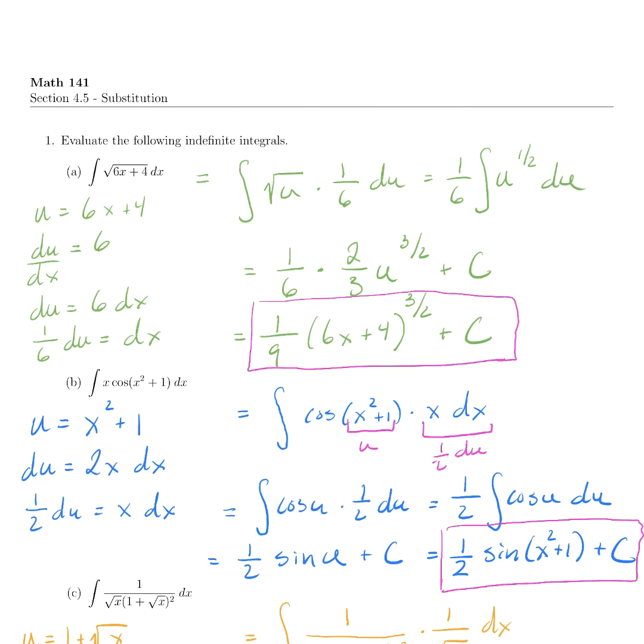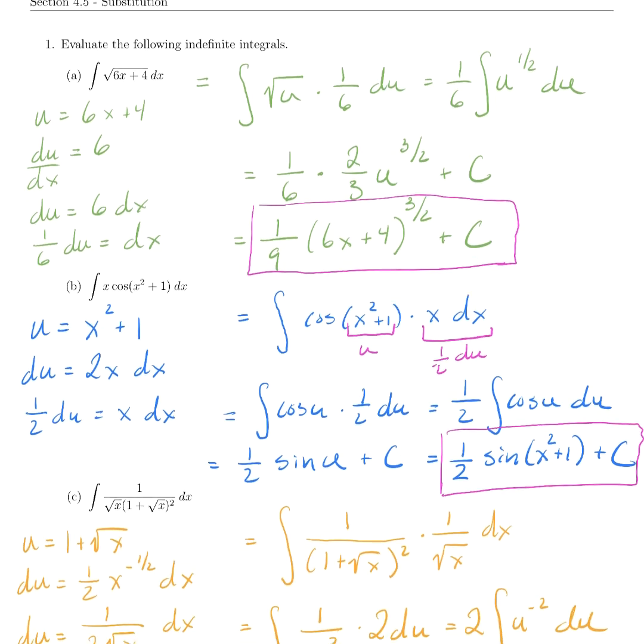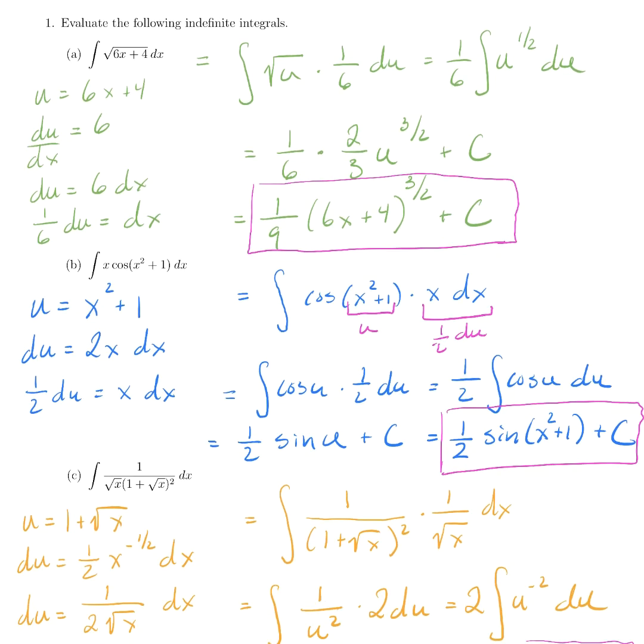All right, here are the solutions to the 4.5 activity on substitution. The first integral is an indefinite integral. It's the square root of 6x plus 4 with respect to x. The only function inside of another function here is 6x plus 4, so it's our choice for u.